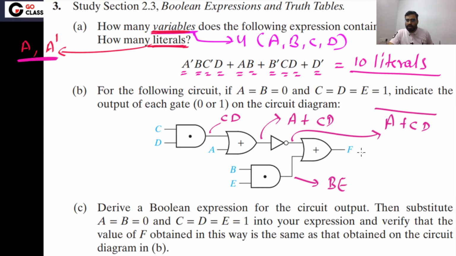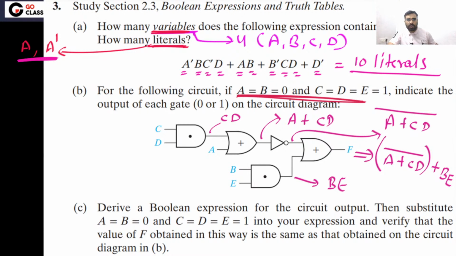So finally this is an OR gate. So what will F be? F will be A plus CD whole bar, plus BE. In this situation, what will be the value of F? That will be 0. So 0 will be the final answer. For this question, part B, the answer will be 0. And for part C, what will be the answer?